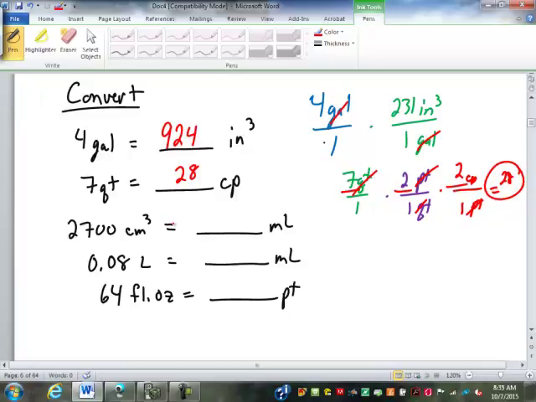2,700 cubic centimeters is how many milliliters? Remember, a milliliter is defined to be a cubic centimeter. So they're the same thing. A cubic centimeter and a milliliter are exactly the same.